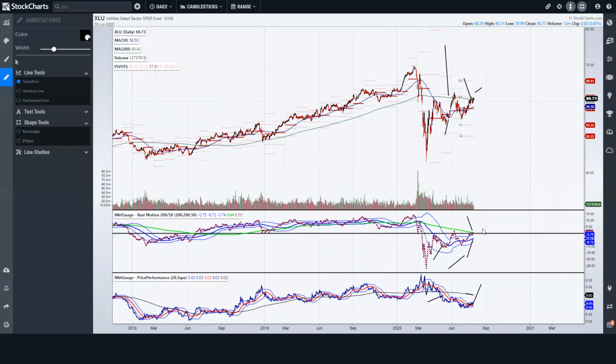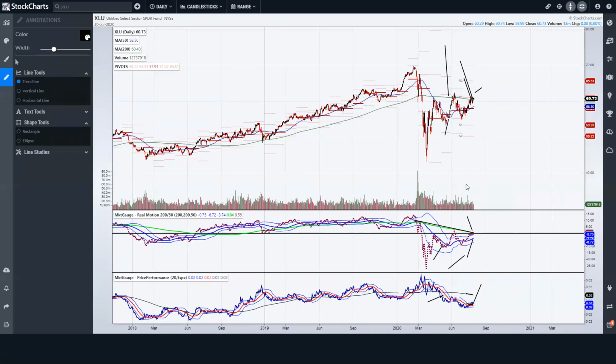Now, the other thing I want to mention is that our real motion indicator on utilities is coming up against long-term resistance, which is the 200-day of real motion. So that's sort of corresponding with what's happening in the underlying price chart.